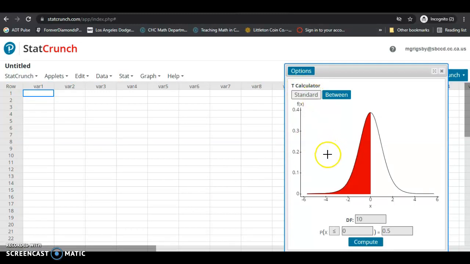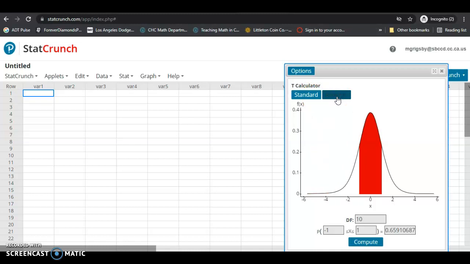Because this is a two-tailed test, you're going to select the between option. And the important issue here is, what are the degrees of freedom? That's what makes it a little more confusing here, because you have to know the degrees of freedom. So let's go to the book really quick.